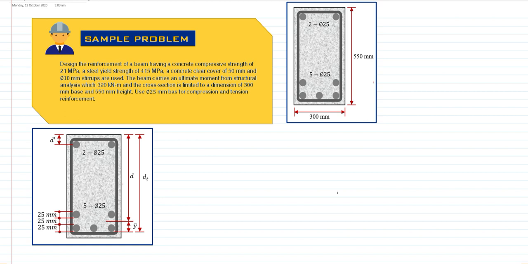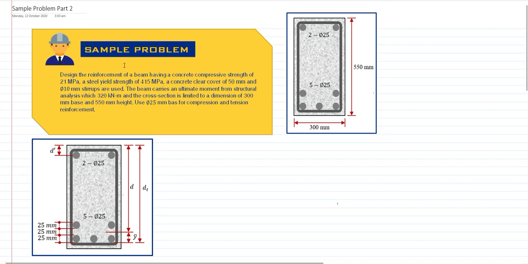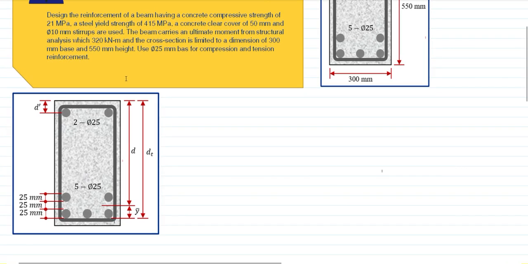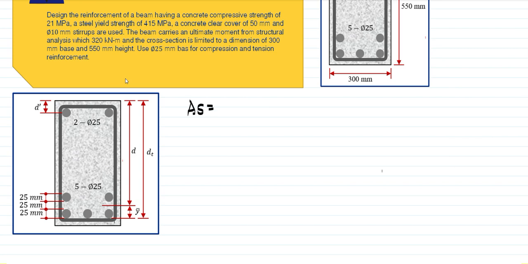So, punta muna tayo on the part of the tension steel. So, that will be AS is equal to, so we have 5. So that is 5 times pi over 4 times 25 squared. So that will correspond to 3125 over 4 pi. So that will be our AS.